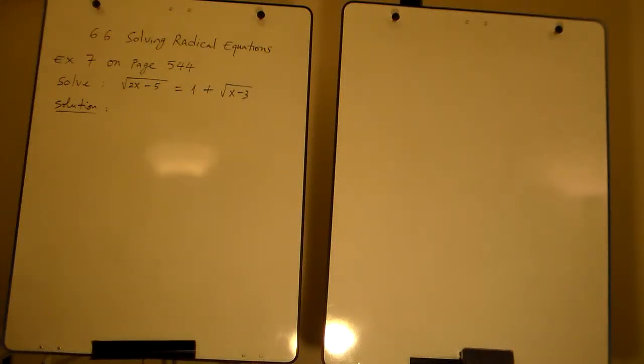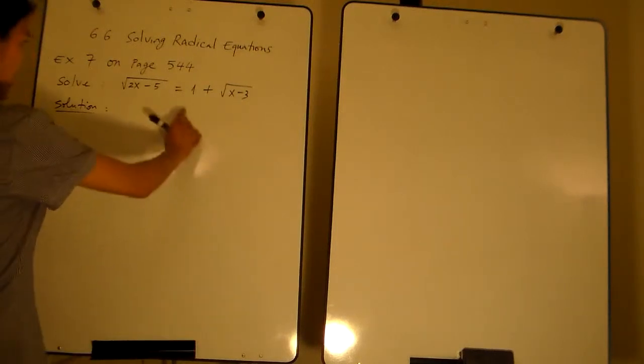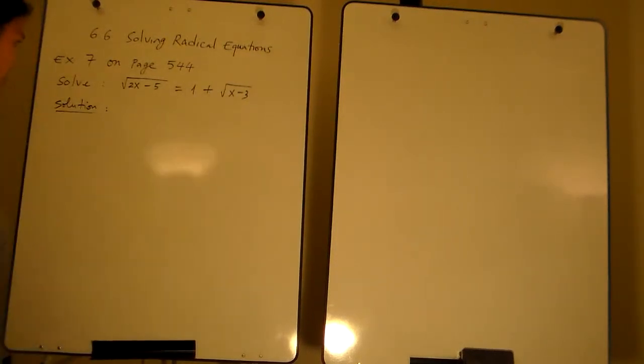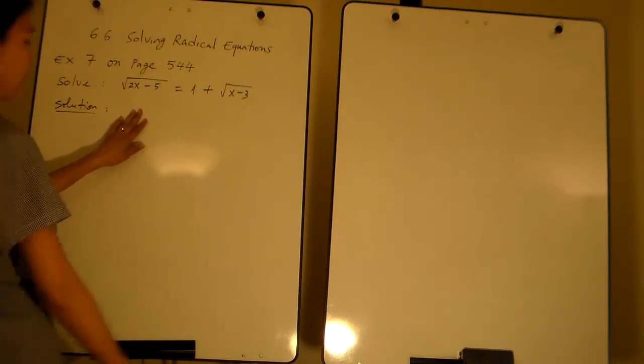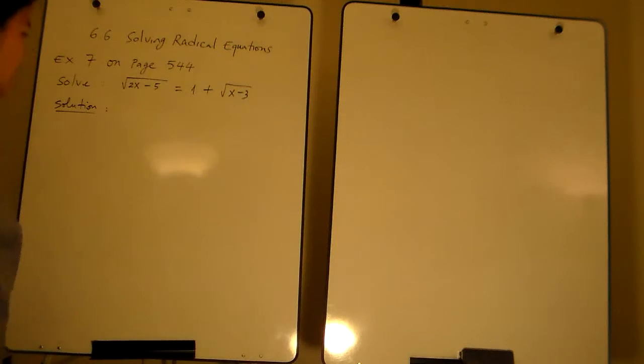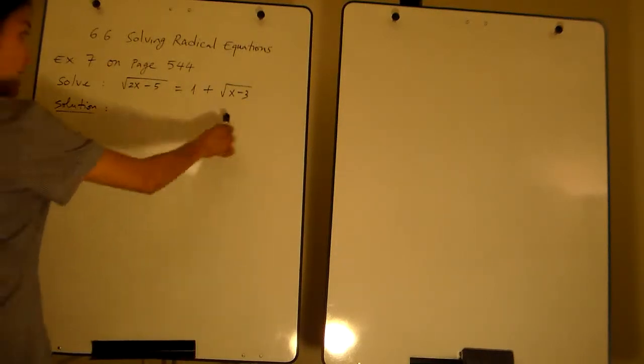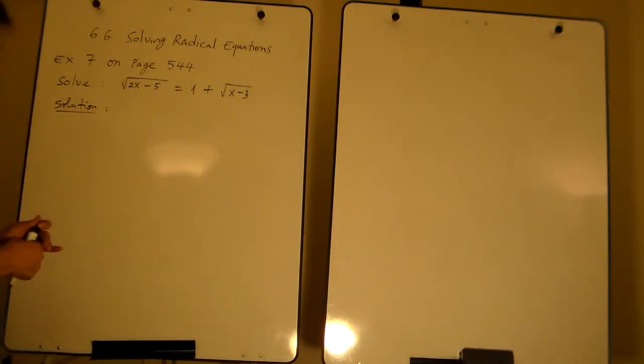Example 7 on page 544, solve this radical equation equal to 1 plus another radical. Alright, so we start with two radicals. The goal is to leave one radical on one side of the equation and another radical on the other side of the equation. For this example, the equation is already in the form that we desire, which is one radical on the left hand side, another radical on the right hand side.